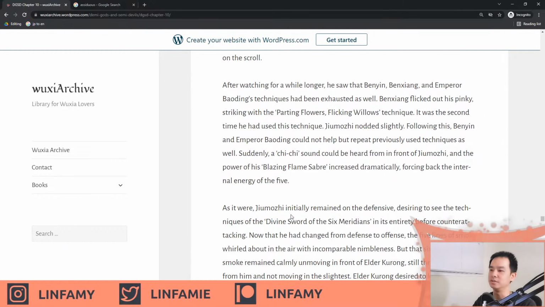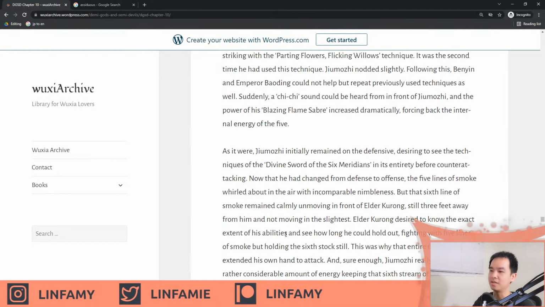As it were, Jiu Mozi initially remained on the defensive, desiring to see the techniques of the divine sword in its entirety before counterattacking. Now that he had changed from defense to offense, the 5 lines of smoke whirled about in the air with incomparable nimbleness. But that 6th line of smoke remained calmly unmoving in front of Elder Ku Rong, still 3 feet away from him and not moving in the slightest.